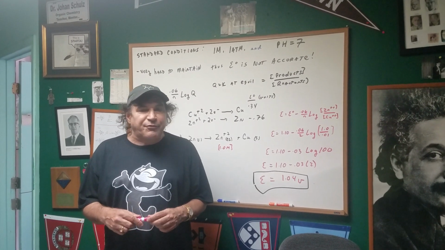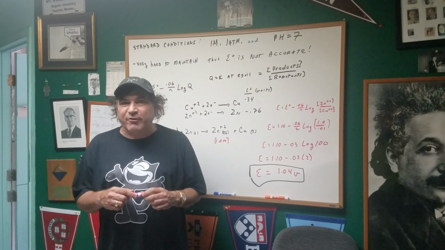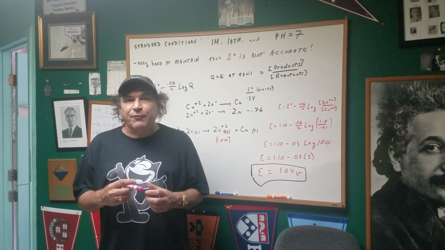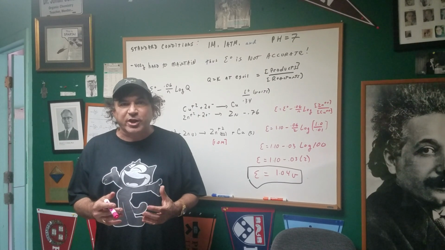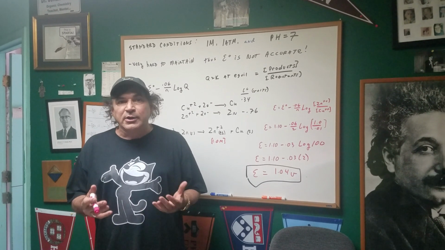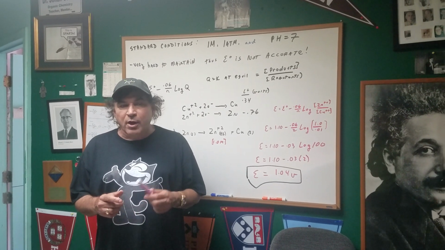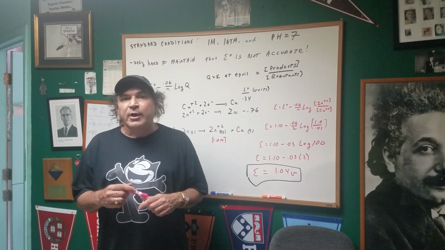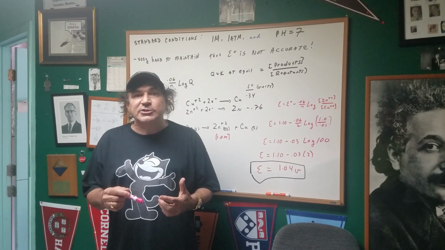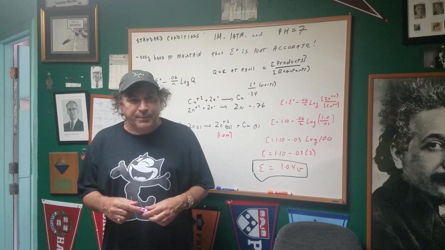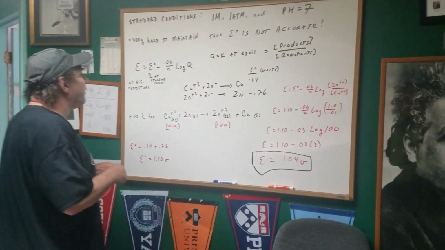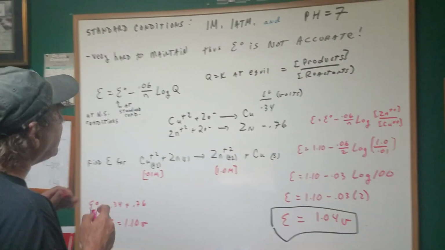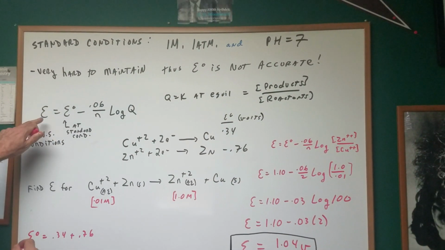But in real life, these types of conditions are very difficult to attain. And therefore, when you calculate the cell voltage, you don't get an accurate reading. So in order to compensate for that, the German chemist Walter Nernst came up with an equation to take into account concentrations of different ions at different pHs. Let's have a look. It looks a little scary. We're going to look at the Nernst equation.